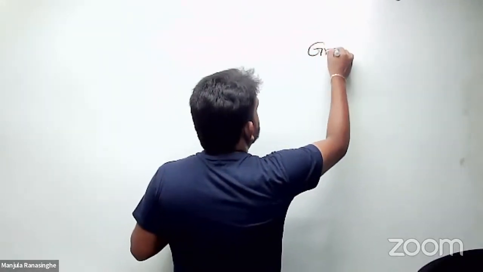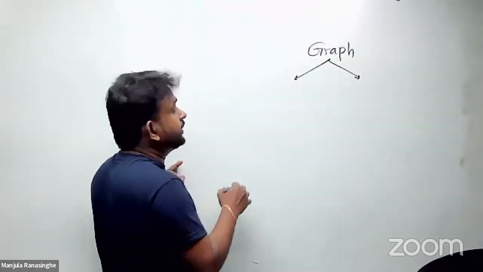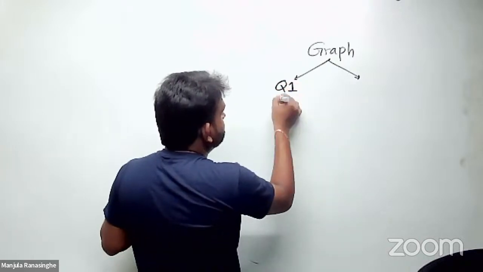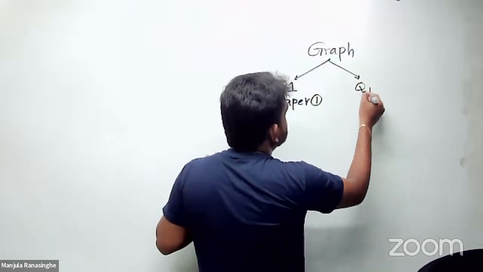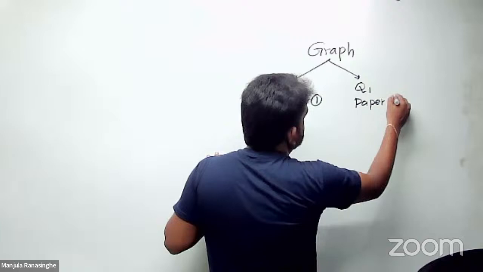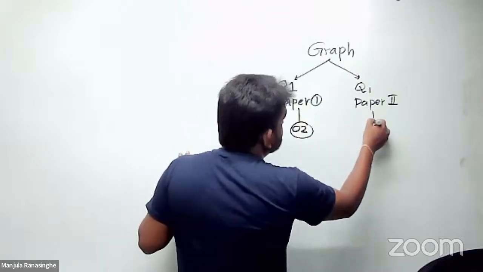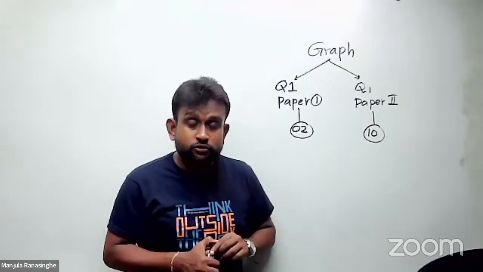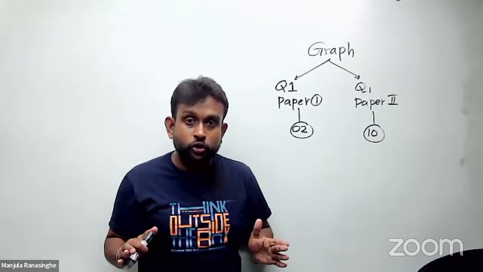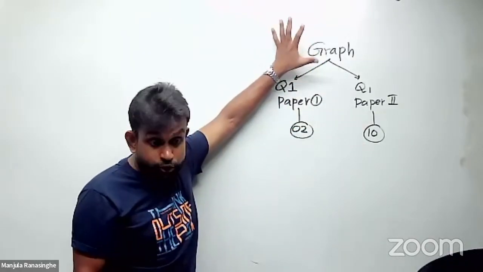In the graph section, we have a small question, Q1 in paper 1, and Q1 in paper 2. Normally this is a 2-mark question, and here it is a 10-mark question under the graph section. So once I cover this module, you can cover all the graph section.